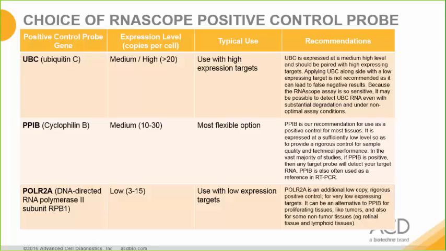Depending on the target, different positive control probes are recommended. The most flexible, most commonly used positive control probe is PPIB. In the vast majority of studies, if PPIB is positive, then any target probe will detect the target RNA. For low expression targets, we recommend POLR2A, and for high expression targets, we recommend UBC. The reason for this is that UBC RNA can potentially be detected with RNAscope, despite substantial degradation and under non-optimal assay conditions, leading to false negative results.